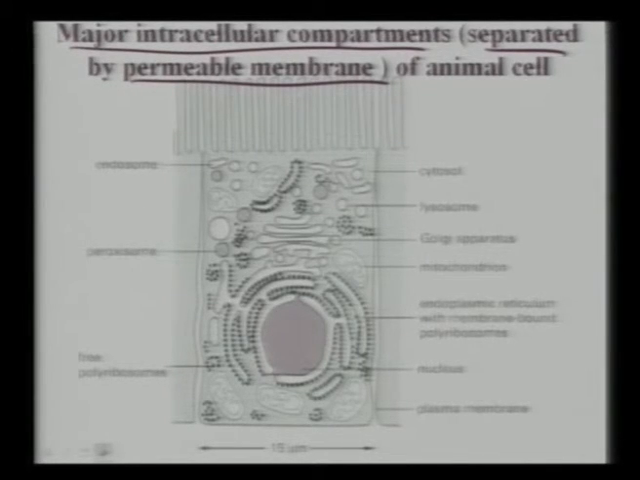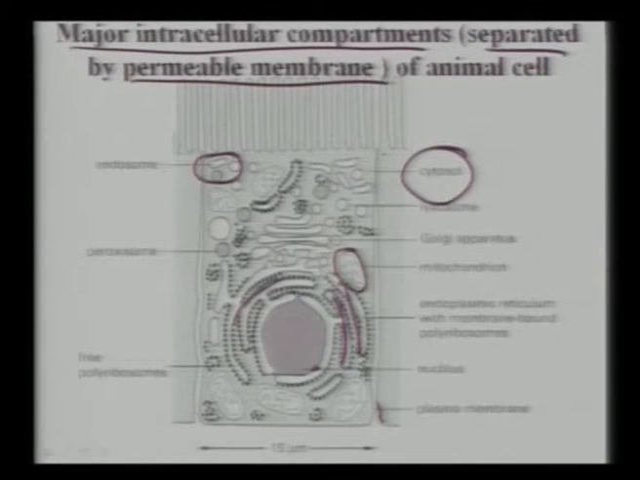And this has been shown here: this is a plasma membrane, this is a nucleus, and this is the ER, the endoplasmic reticulum. You have a mitochondria, and you have the endosomes here, which are also some small elements. You have the cytosol. Cyto means cell, sol means it is like a matrix of the cell. You have the Golgi apparatus, the endoplasmic reticulum with membrane bound polyribosomes, and the nucleus.